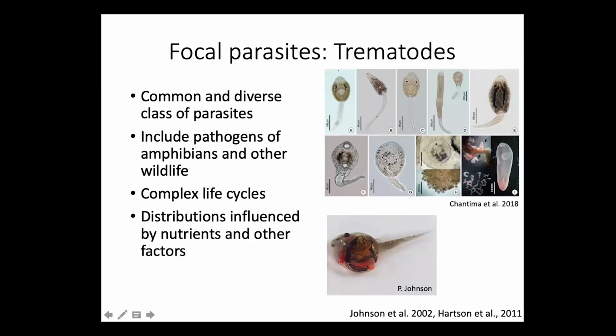And then amphibians often will be a second intermediate host if they're involved in the life cycle, with another vertebrate being the definitive host. And their distributions can be influenced by a number of different ecological factors, including nutrients. And there's been studies on nutrient effects in amphibian host parasite interactions with trematodes, as well as other factors. Again, there's a long list of other potential factors that can influence them as well.